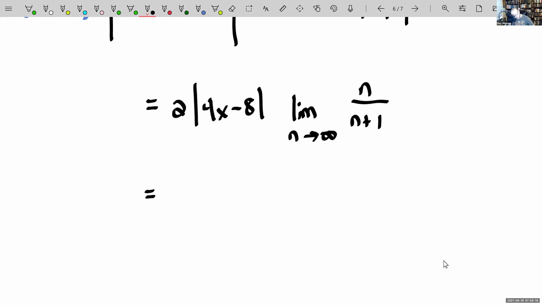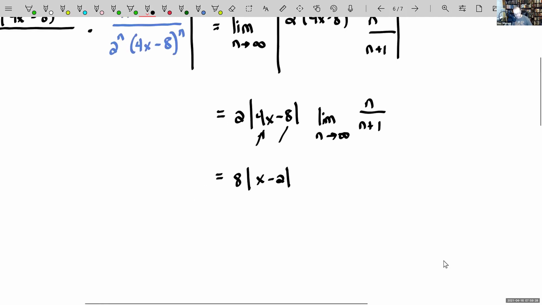So we have this. Actually, I hope you don't mind. I'm going to factor a 4 out of both these. So we have 8 times the absolute value of x minus 2 is what that simplifies down to. And we want, I'll write this in blue, we want this to be less than 1.